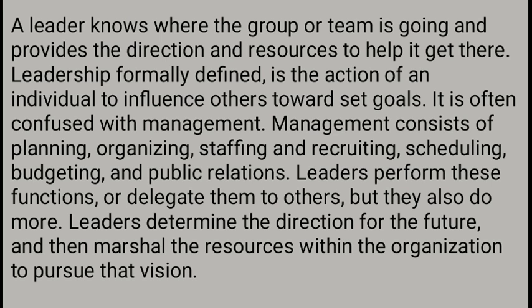The work of a leader is not just the distribution of work; they do more than that. A leader determines the direction for the future and marshals the resources within the organization to pursue that vision. What does the leader do? The leader determines the direction for the future, that if I want to be at a particular position after 5 or 10 years, then he determines the direction for the group: we are working for this purpose and we are going to achieve our target after this many years. So for that, today itself we need to work. And marshals means they systematically arrange the resources within the organization so that they can achieve their goals or target.